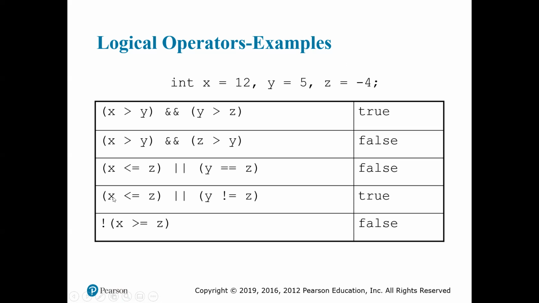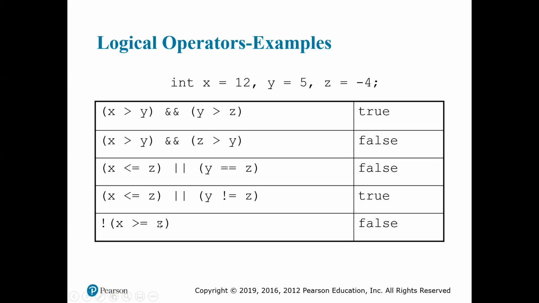What about this one, X is less than or equal to Z. So X is 12, Z is -4. So 12 is not less than or equal to -4. That's false. But this side, Y, which is 5, and Z, which is -4, 5 is not equal to -4. That's true. So this side's true, but this side is false. So if you have a false or a true, then that still becomes true because only one of them has to be true. So even though this side's false, this side's true. So that becomes true.